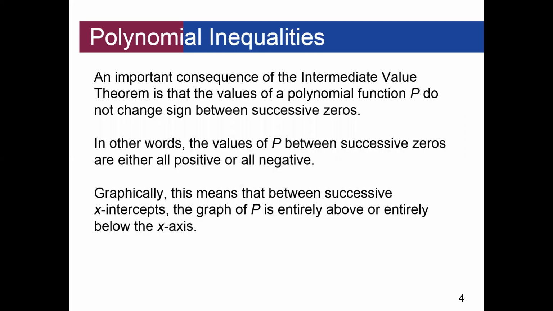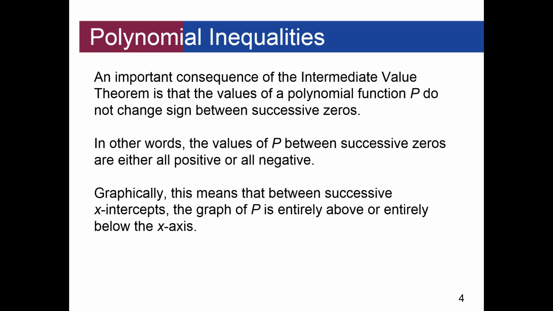Now, an important consequence of the intermediate value theorem is that the values of a polynomial function p do not change sign between successive zeros. In other words, the values of p between successive zeros are either all positive or all negative. Graphically, this means that between successive x-intercepts, which are the same as the zeros, the graph of the polynomial p is entirely either above or below the x-axis.